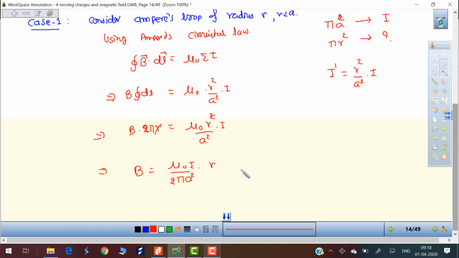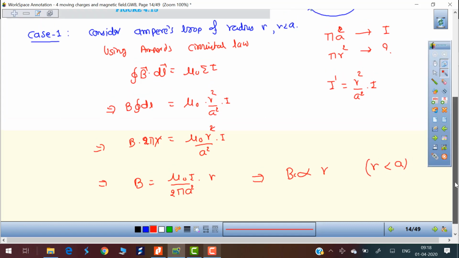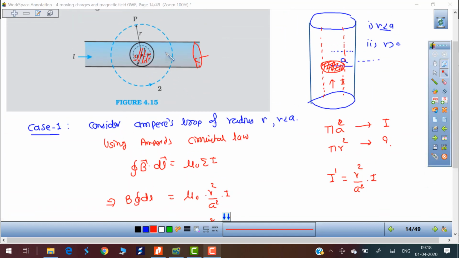Now you see here, mu 0 is constant, I is constant, 2 pi is constant, a square is constant. So we can say that B is proportional to R, where R is less than A. So from here to here it increases.